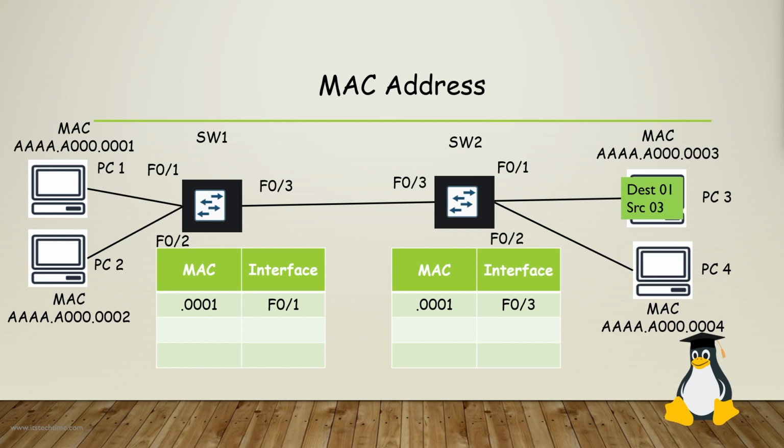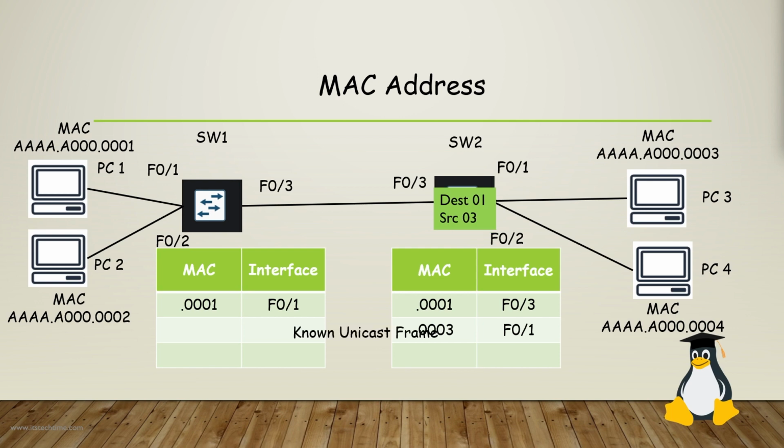Let's say PC3 now wants to respond to PC1. So it's going to change the destination MAC address to PC1 and the source MAC address to PC3 in the frame. So PC3 sends the data to switch 2. Switch 2 looks at the frame, it sees a new MAC address, so it adds that MAC address to its MAC address table, and it puts 03's MAC address coming from interface 01. And it sees that it already has the destination MAC address in its table.